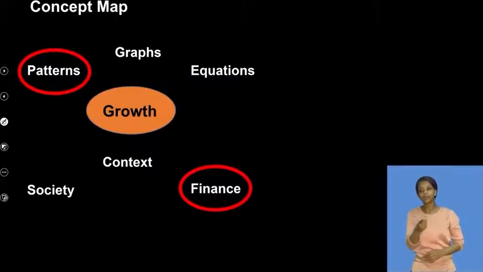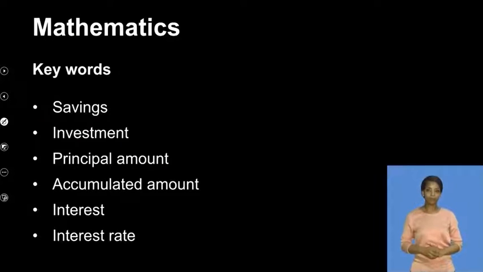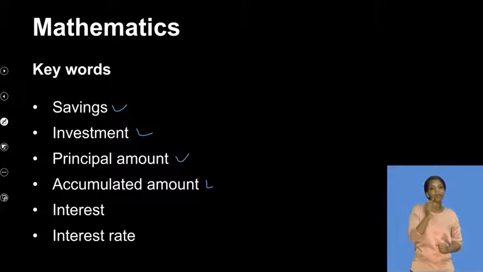Now, patterns in the context of finance, our key concepts there, or keywords, were savings. So remember, this was for a short period of time. Investment was for a very long period of time. Principal amount was the initial amount you start with. Accumulated amount would be the amount you get over a period of time. And then we have the interest, and lastly our interest rate.